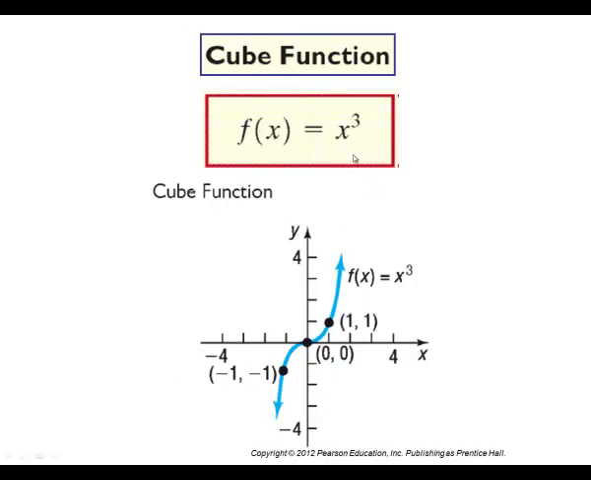Next we have a cube. And so here it kind of looks like a sideways S. When x is 1, y is 1, well 1 cubed is 1. If x is 2, well 2 cubed would be 8, so this would be 2, 8. And then 3, 27 and so on. And then here x is negative 1, y is, well, negative 1 cubed is negative 1, and so on. Negative 2, negative 8, and so on. So this is the parent graph for f of x equal to x cubed.